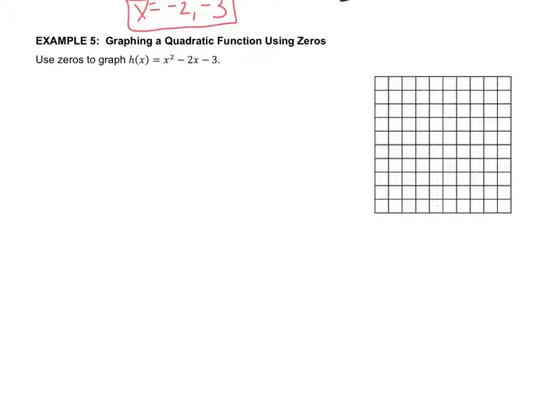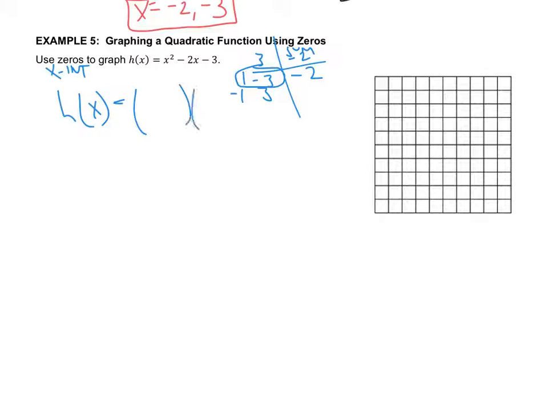On this next example, they're saying to use the zeros to graph. So again, just keeping in mind what that really means. The zeros are your x-intercepts. So I would use my factoring first to see if we can get this to factor. If I'm looking at x squared minus 2x minus 3, I know that I can do my factor pairs of 3, which are either 1 and negative 3 or negative 1 and positive 3, but I need a sum of a negative 2. So the first one is going to give me that sum of negative 2. The other one's going to give a positive 2.